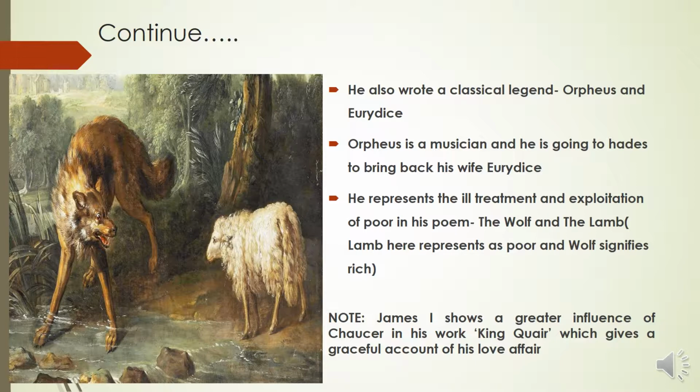Now there was also a story, The Wolf and the Lamb, in which the lamb represents poor people and the wolf signifies rich people. The exploitation and ill treatment that happens with the poor is represented in this story. Now one thing that I forgot, but I have given a note over here, is that there was James I, and he had a greater influence of Chaucer, and that is shown in his work, King's Quair. It gives a graceful account of his love affair. So this is a simple poem; remember James I, who wrote King's Quair under Chaucer's influence, and it is an account about his love affair.